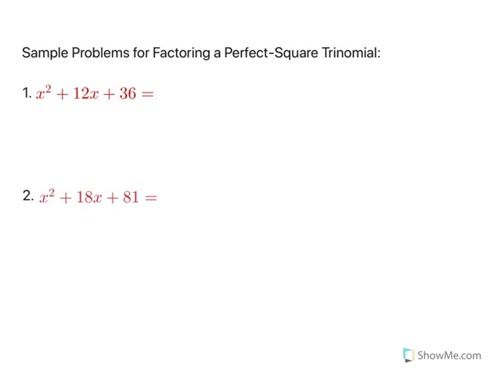In the first problem, the first thing we want to look at is the first term. The first term is x squared. So we want to look at what is the square root of x squared. And the square root of x squared is x. So that's what would go in the beginning of both of our parentheses.